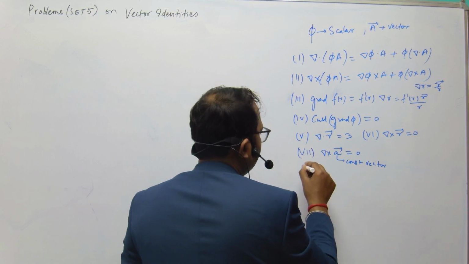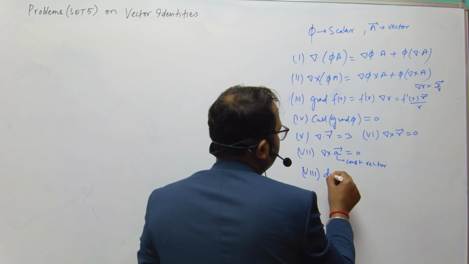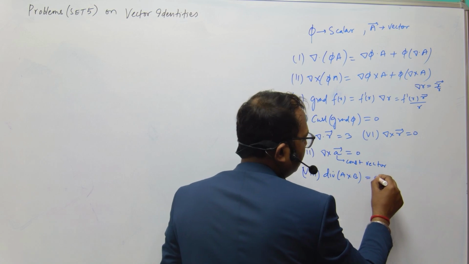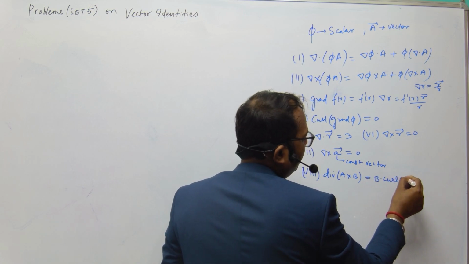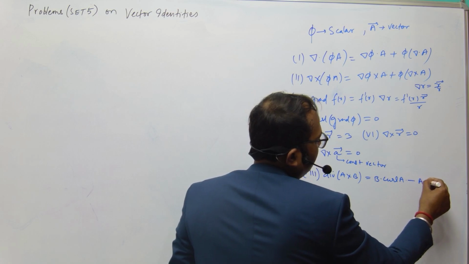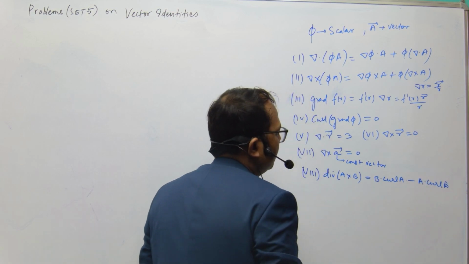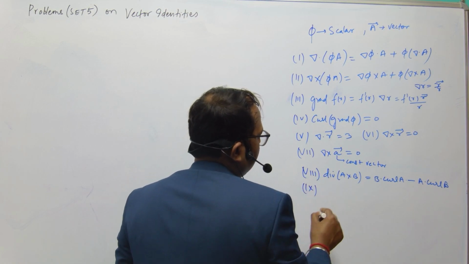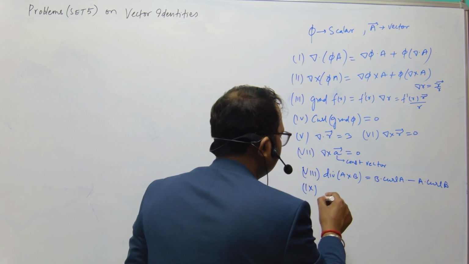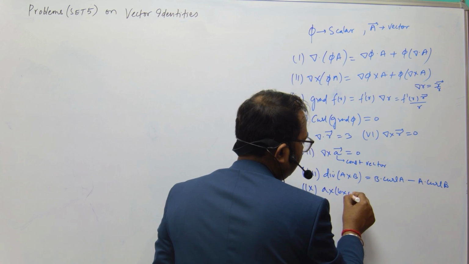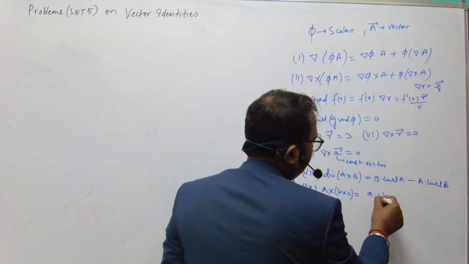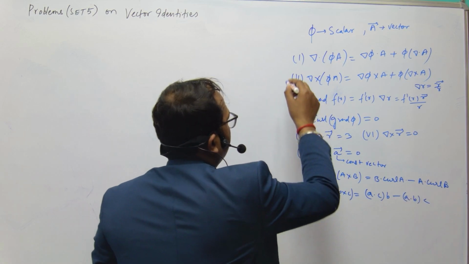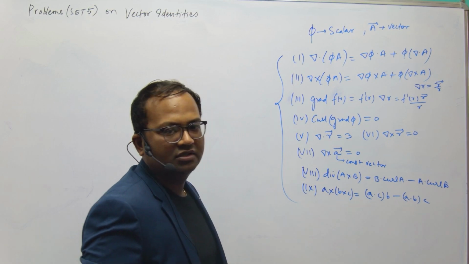Now we have the eighth one as divergence of a cross b, where a and b are vectors. Divergence of a cross b is b dot curl of a, the dot product of b and curl of a, minus a dot curl of b. Ninth one, let us take three vectors a, b and c. The cross product a cross b cross c is equal to a dot c into b minus a dot b into c. So these vector identities are required for solving such type of questions.